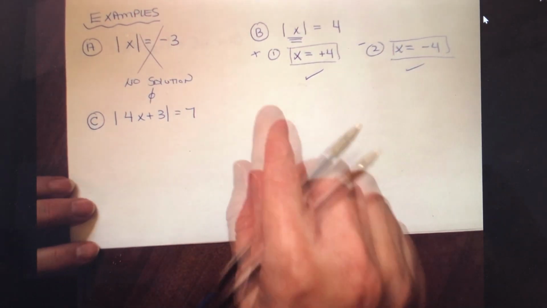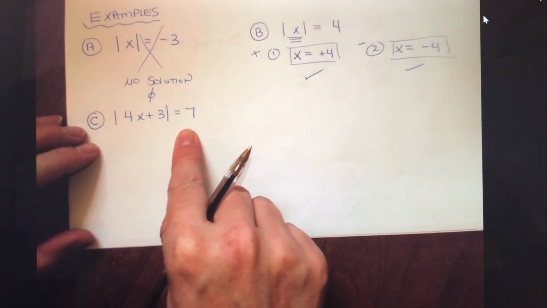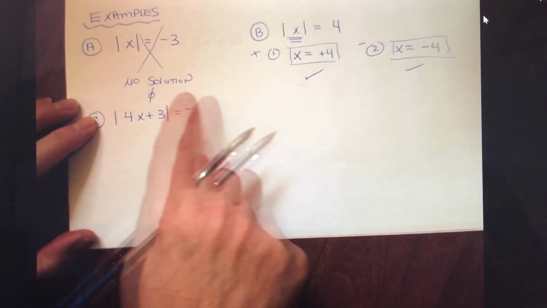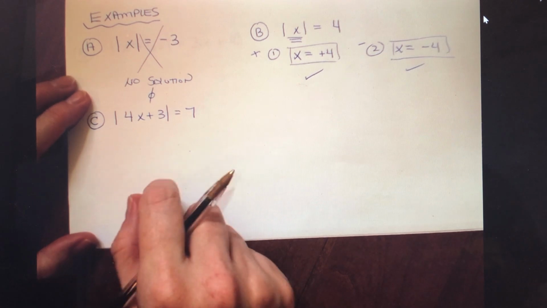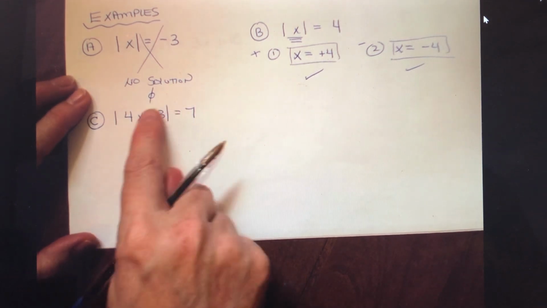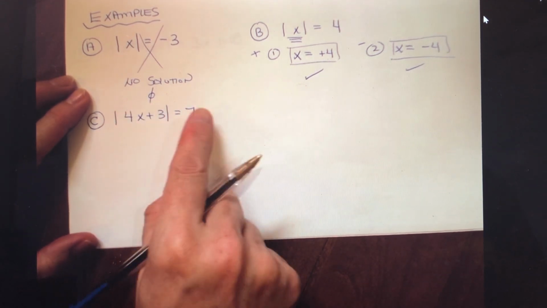Okay, so just making these a little bit more complicated as we go. Here is another example of an absolute value problem. The variables are inside the absolute value bars. Step 1, is this isolated? Yes, it is. I have absolute value set equal to something.